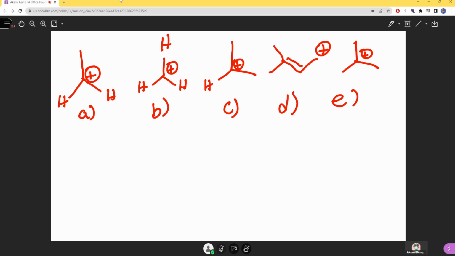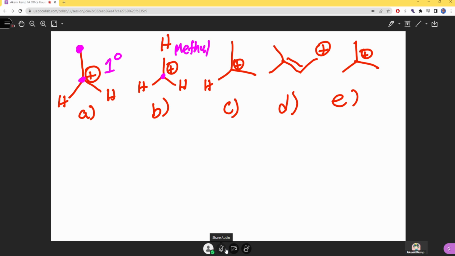Primary. Yeah, remember, it's the carbon and then however many other carbons it's attached to. So this carbon is only attached to one other carbon. And then the rest would be hydrogens. So this is a primary. What about B? Methyl. Right, it's just a methyl.